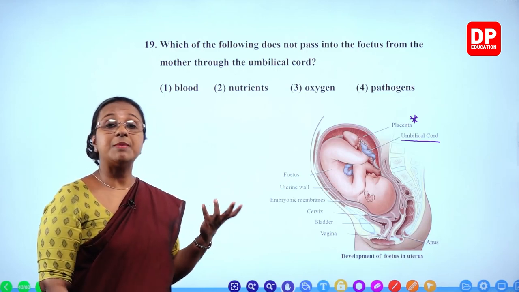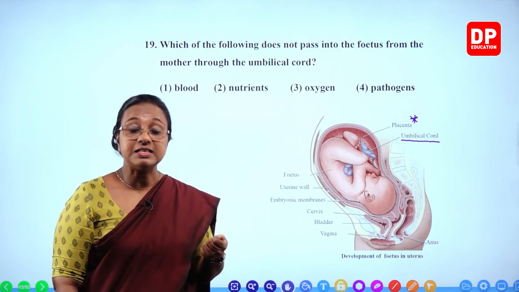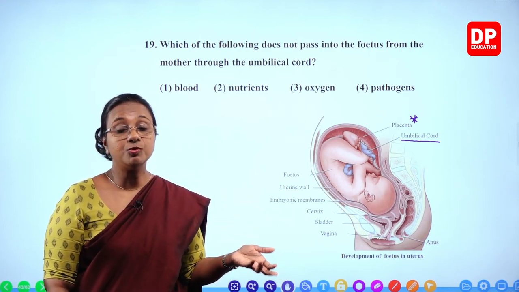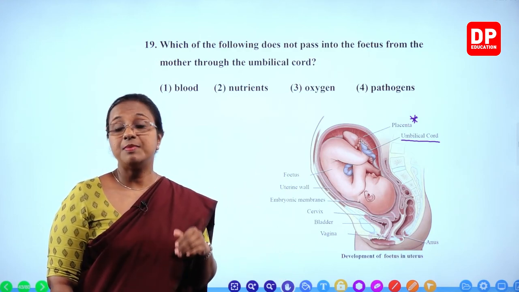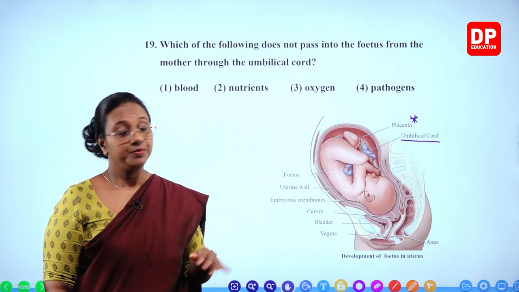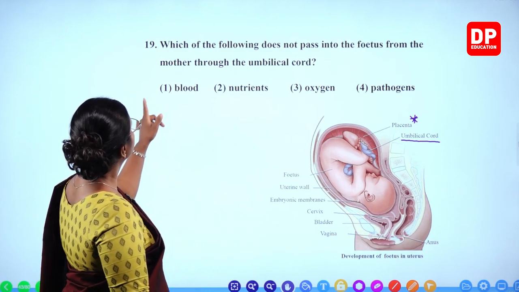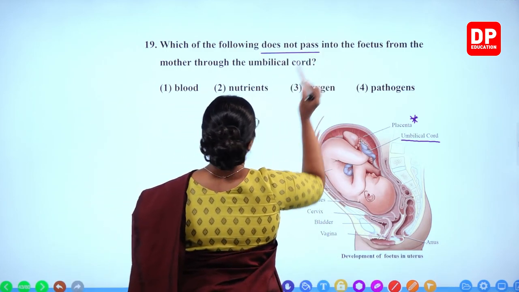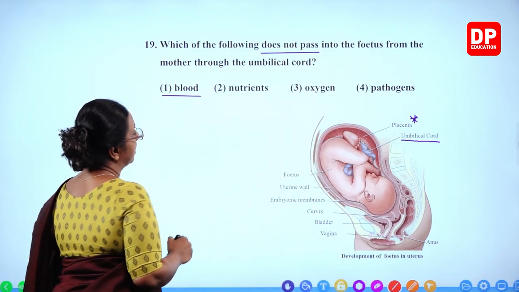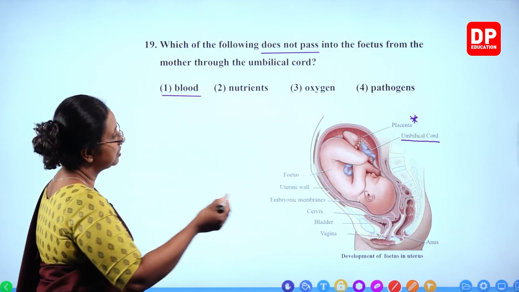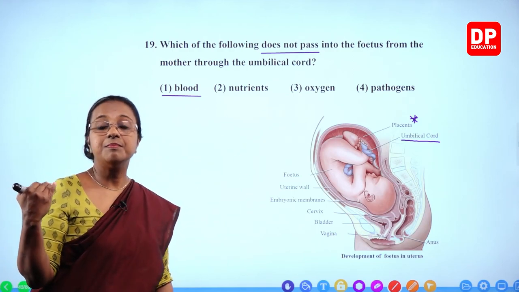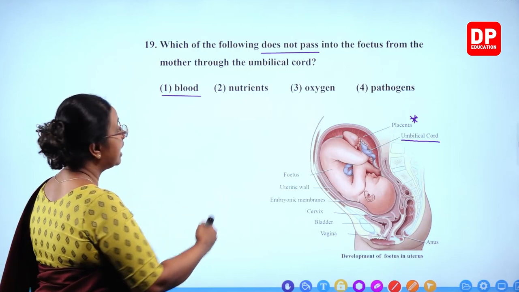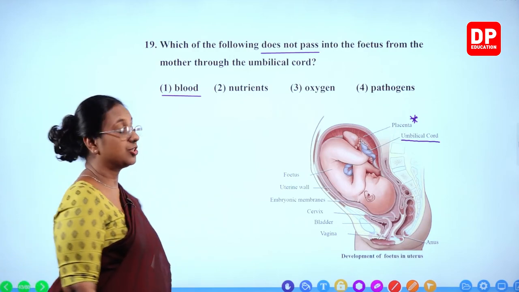That is why if the mother is affected by certain diseases while she is carrying the fetus in her womb, the fetus can be affected by it. So that also goes. So which of the following does not pass? It is blood. Nutrients, oxygen, pathogens, all of them pass. Is that clear, students? Then I'll move on to the next question.